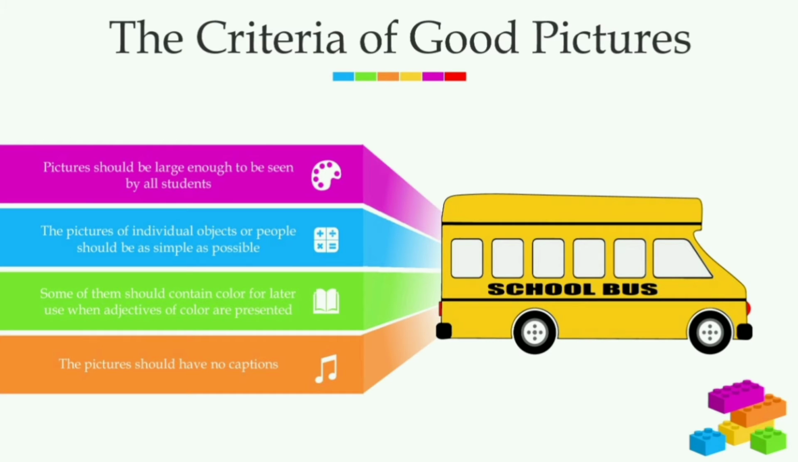It can be seen that when the teacher wants to use picture in their teaching learning activity, the picture should be large enough to be seen, should be as simple as possible, contain color for using adjectives of color, and should have no caption. Picture also has to be easy to prepare and organize, interesting for the students, authentic and meaningful to the activity, and should give rise to a sufficient amount of language.